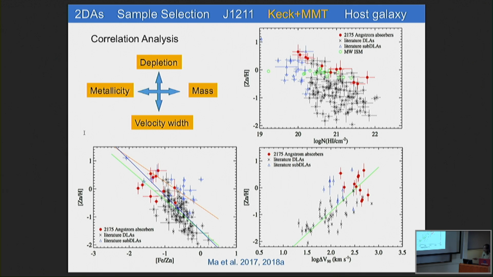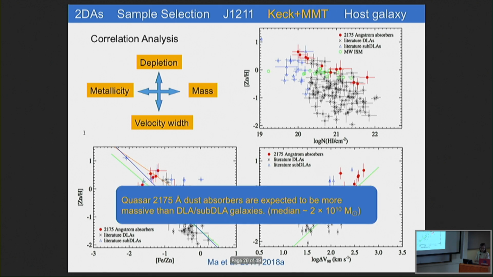The last one is metallicity versus velocity width. A clear correlation here. This correlation is often interpreted as a well-established mass-metallicity relation. And again, the 2175 absorbers occupy the high end, suggesting that they're expected to be more massive than DLA or sub-DLA galaxies. But this is all based on absorption analysis. To really establish this population and compare with emission-selected galaxies, we need to detect their emission counterparts.